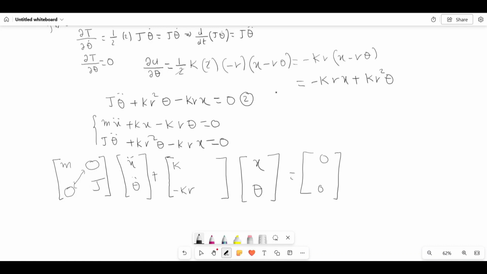Equation 2 or 1? That's what I'm thinking. What did I say? You said equation 2. No, here should be. I was looking at the, yeah.